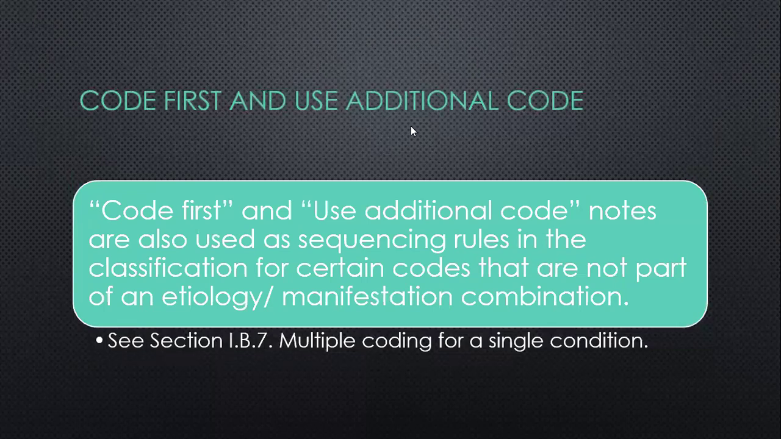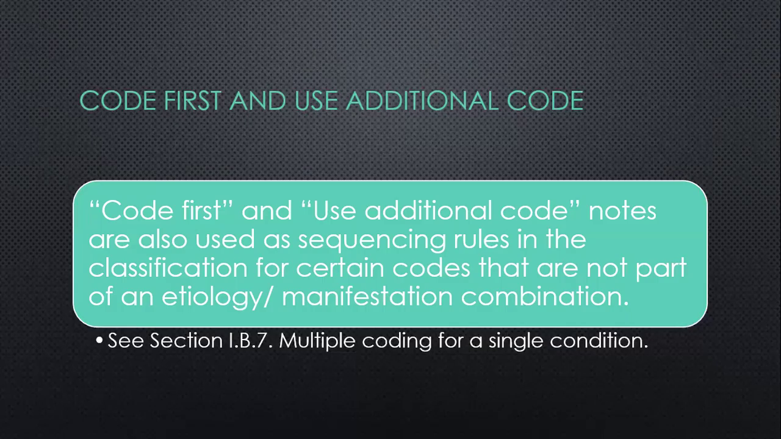Okay, code first and use additional. Also in your book, you can see section 1B.7 for multiple coding for a single condition. We have these notes in our ICD-10 book that tell us that if you are using a diagnosis code and it says "code first" and then gives you an additional diagnosis, that additional diagnosis must be sequenced prior to the diagnosis code you are using.